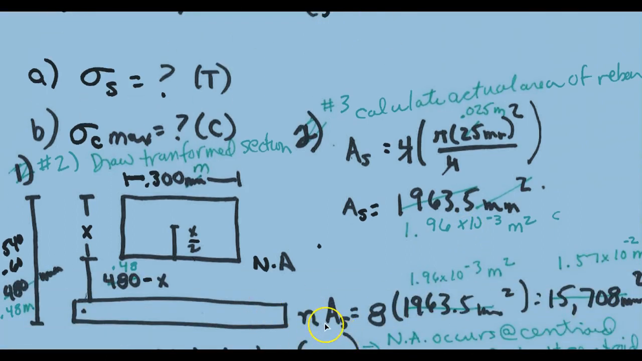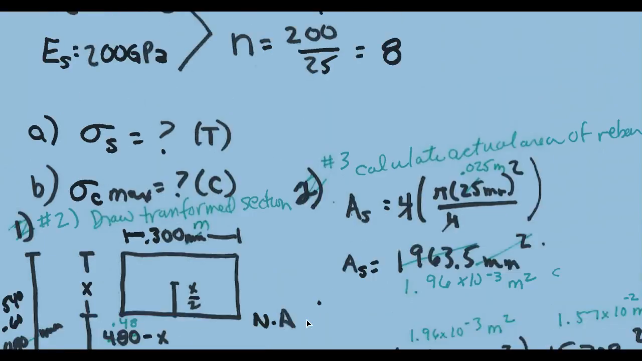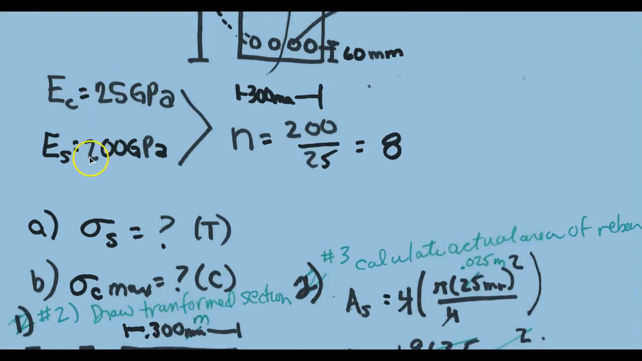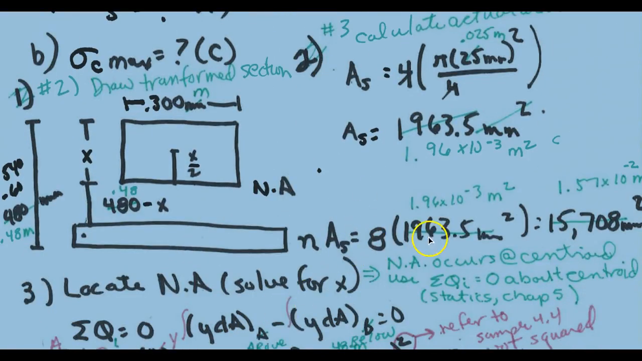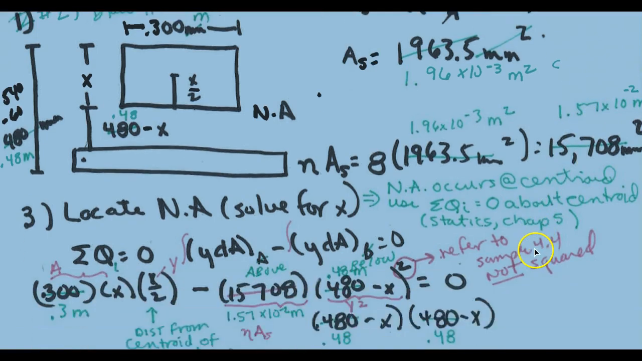Now to calculate the transformed area of the steel, we multiply by the ratio n of the modulus of elasticity of the steel to the modulus of elasticity of the concrete. So n is 200 GPa over 25 GPa, which is 8 even. So multiply 8 by the calculated area, and we come up with a value of 1.57 times 10 to the minus 2 meters squared for the transformed area of the steel.